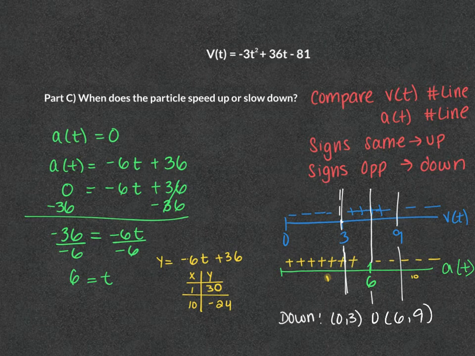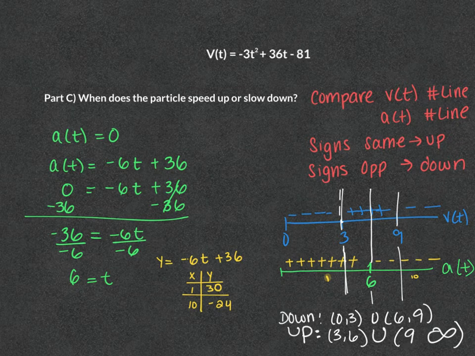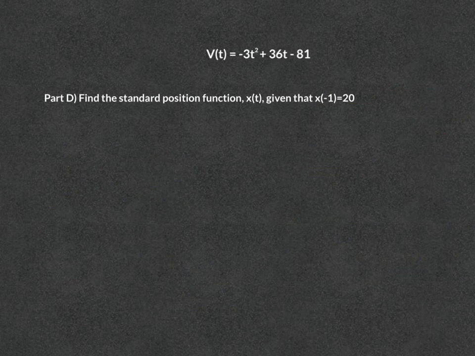And then we want to do where it is speeding up. So speeding up is the opposite, where the signs are exactly the same. So from 3 to 6 right here is where they are the same. So we can go ahead and say from 3 to 6, union from 9 on is where they are the same. So we will say 9 to infinity. Perfect. All right, let's look at part D.